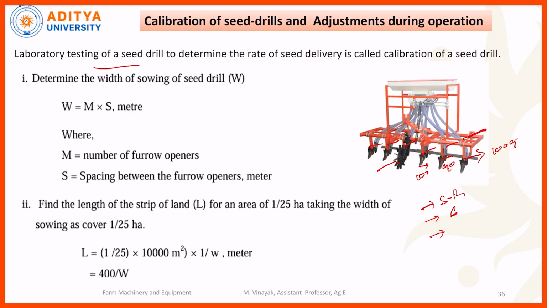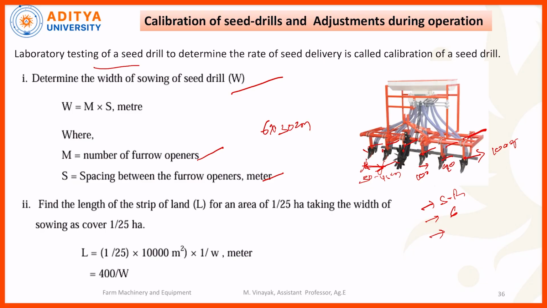Before the calibration, we need to calculate the width of the seed drill, W. W equals M into S, where M is the number of furrow openers and S is the spacing between two furrow openers. Some manufacturers maintain 30 to 45 centimeter spacing between two furrow openers. Here, with 6 furrow openers at 30 centimeter, we get 180 centimeter, which is the total width of the seed drill.